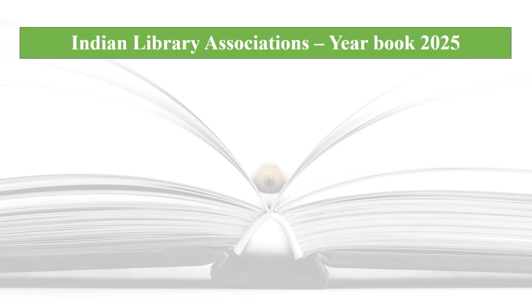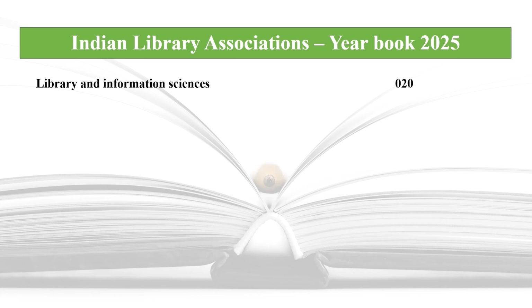The next problem is Indian Library Association Yearbook for 2025. With the title you can easily understand that this is a problem of library science. So the main class will be 020. With it we have to find the number for association as well as the number for yearbook, and if possible the number for the year. Then let's proceed. So the basic number will be Library and Information Science, that is 020.